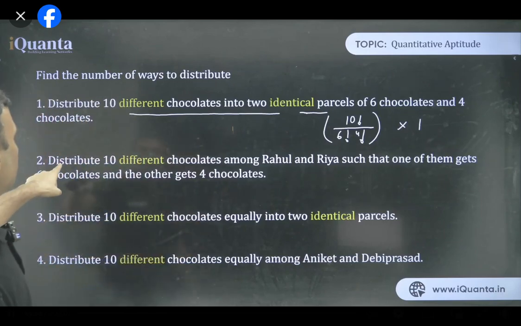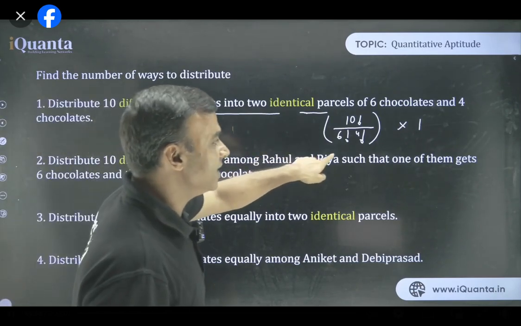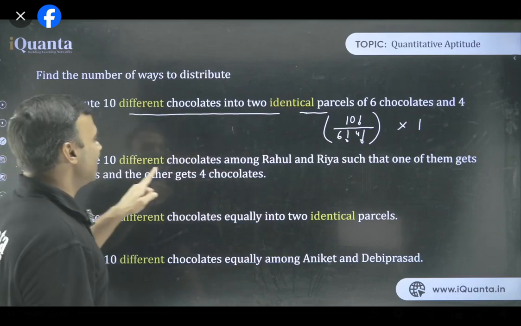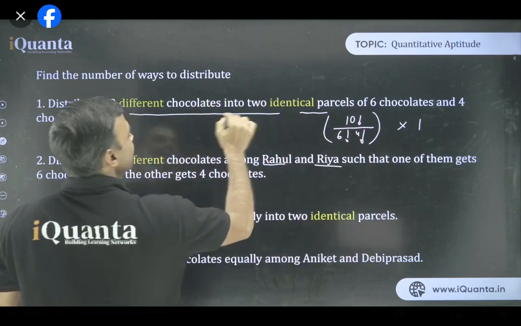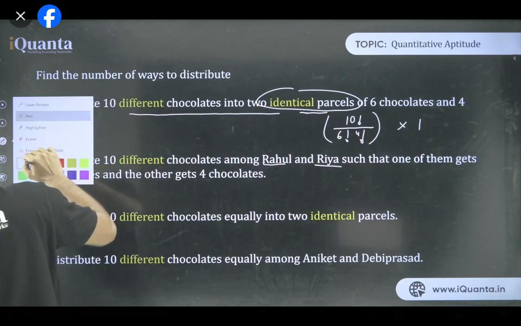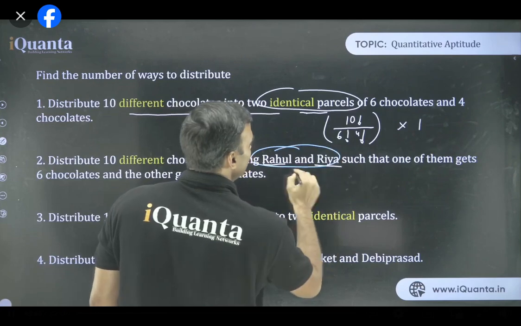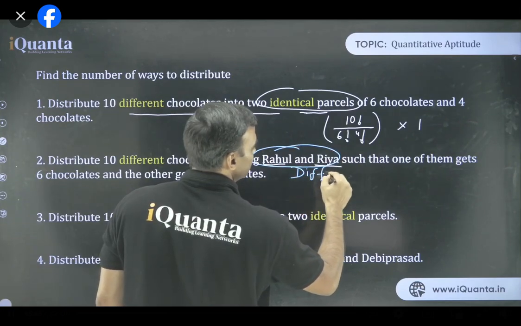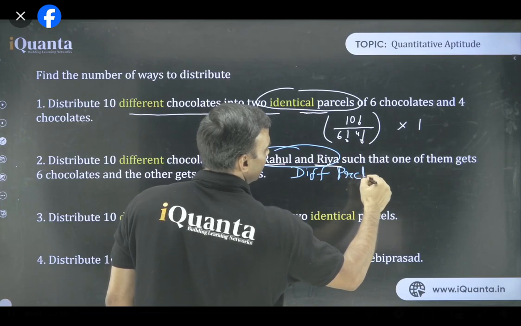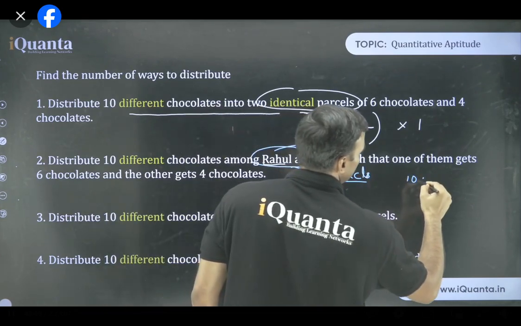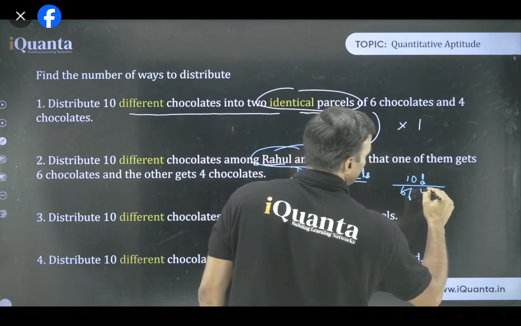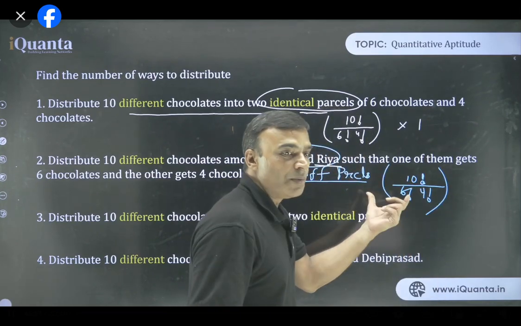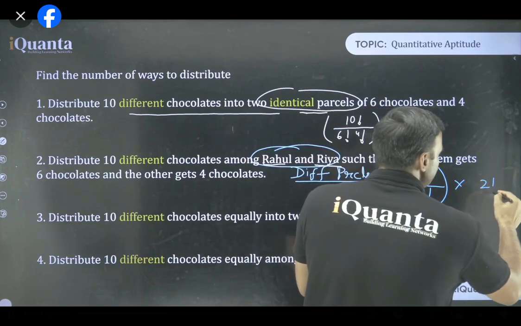Second one, distribute 10 different chocolates among Rahul and Riya such that one of them gets 6 chocolates and 4 chocolates. So now what is happening? Rahul and Riya, are they identical parcels? No, they are different parcels, non-identical parcels. So what will happen? 10 factorial by 6 factorial, 4 factorial. This is number of ways of grouping into 2 factorial, that is arrangement of groups.